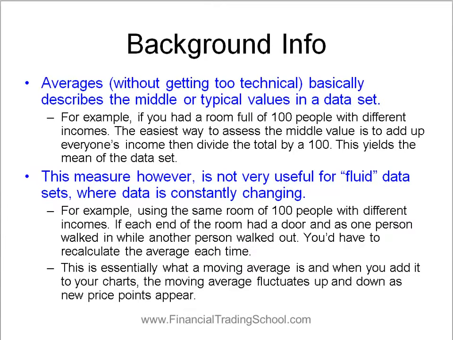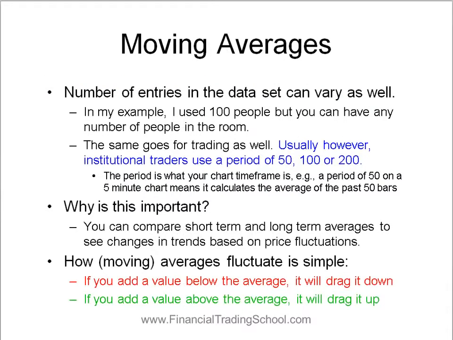This measure, however, is not very useful for fluid data sets where data is constantly changing. For example, using the same room of 100 people with different incomes, if each end of the room had a door and as one person walked in while another person walked out, you'd have to recalculate the average each time. This is essentially what a moving average is, and when you add it to your charts, the moving average fluctuates up and down as new price points appear. In addition, the number of entries in a dataset can vary as well.